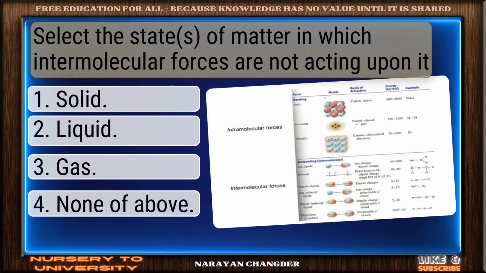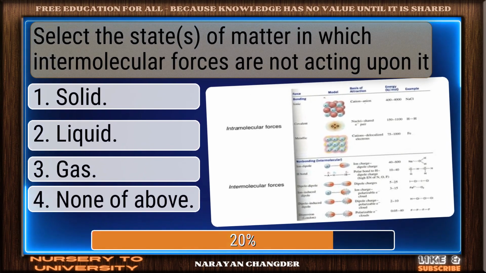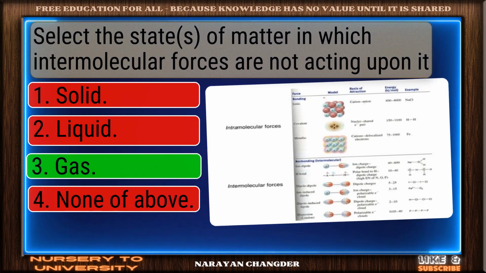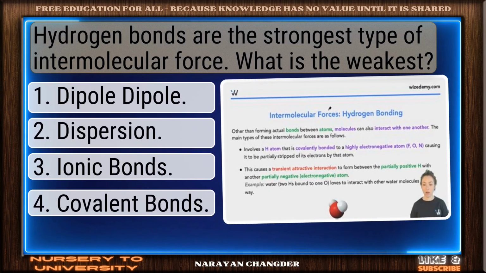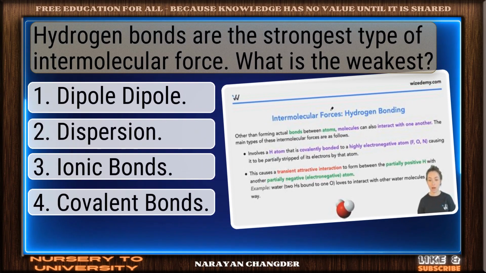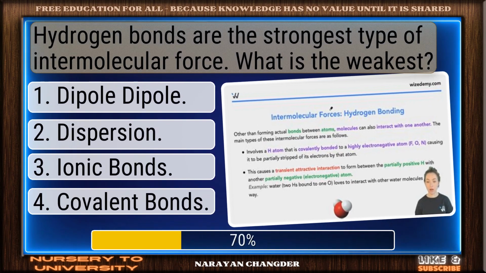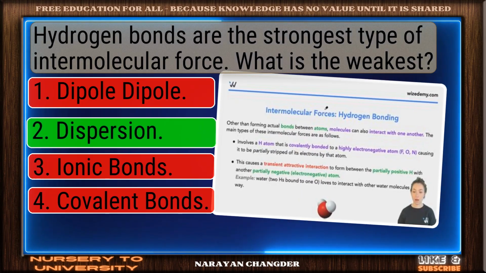Select the state of matter in which intermolecular forces are not acting upon it. Smart move. Gas is an accurate answer. Hydrogen bonds are the strongest type of intermolecular force. What is the weakest? On track. Dispersion is the correct answer.